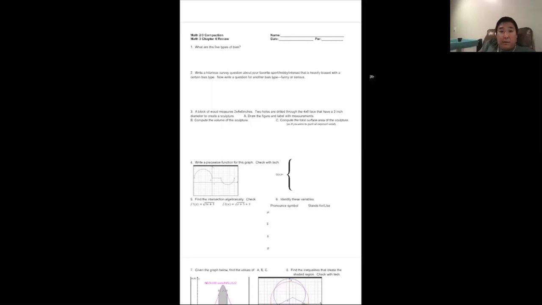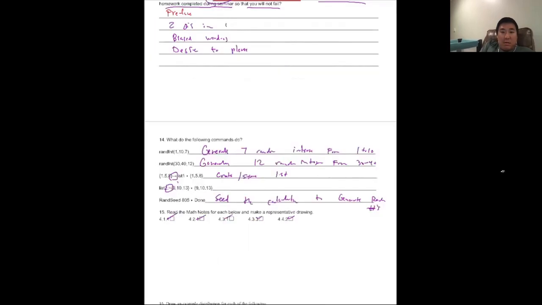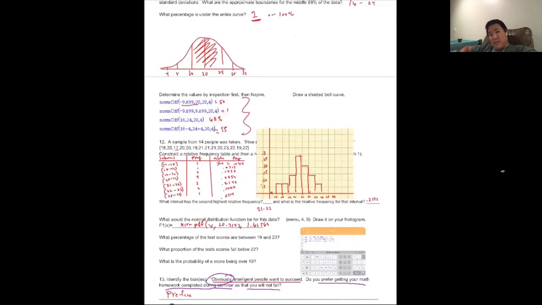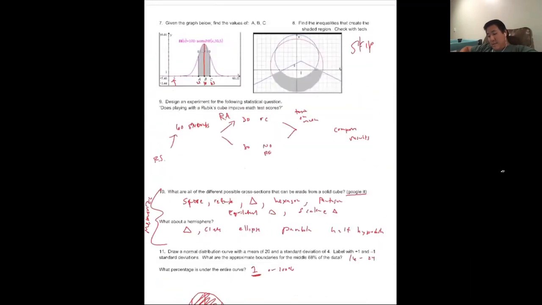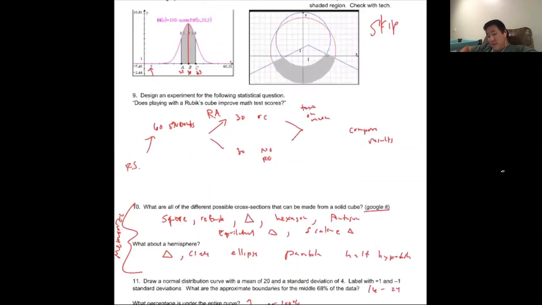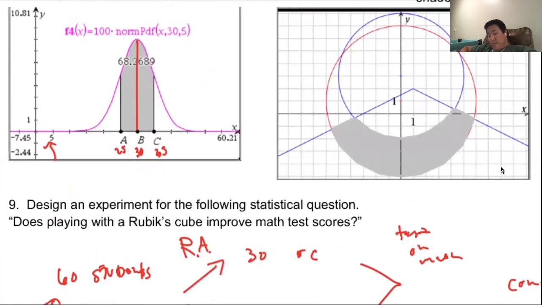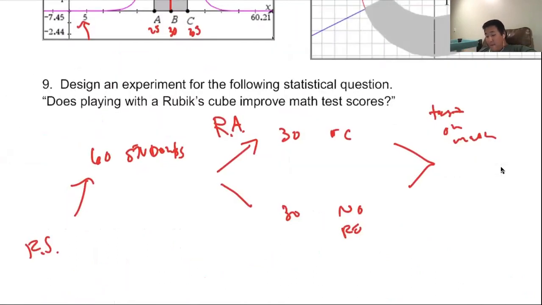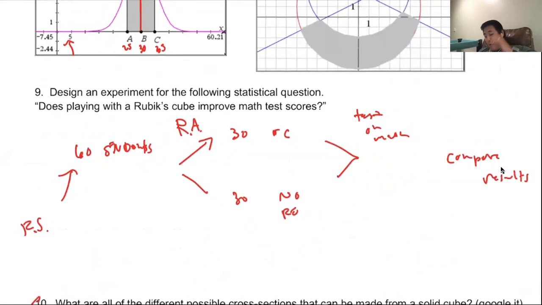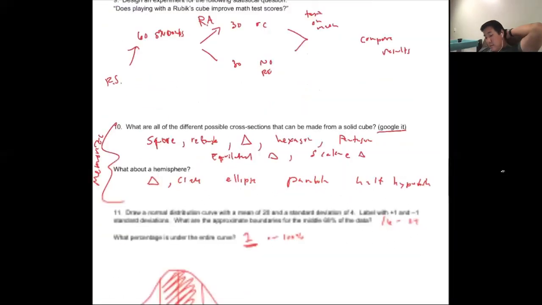What has happened? Did you get all this? Did you miss this? So skip that. This was 25, 30, 35, because these are increments of 5. You have a random 60 students, you randomly assign them to 30 Rubik's Cube and 30 no Rubik's Cube, and then you test them on math, and you compare the results.